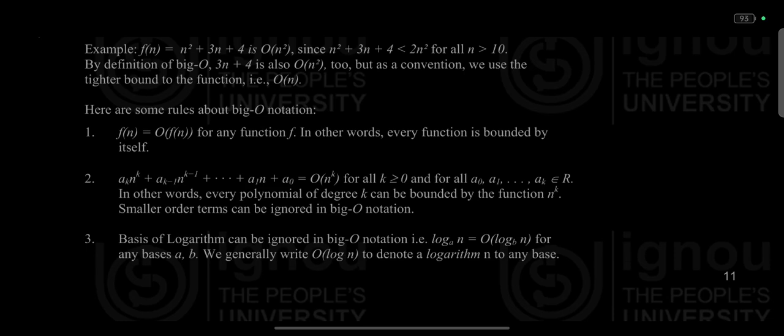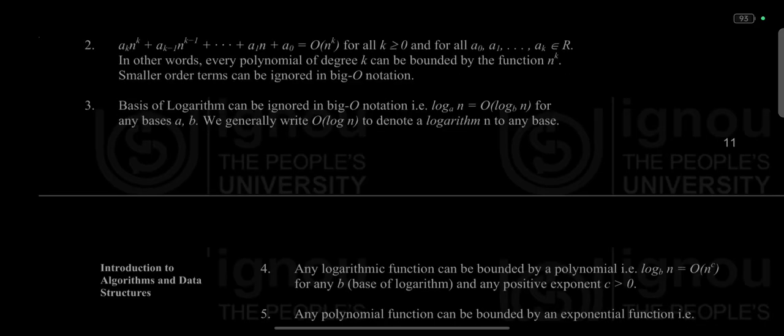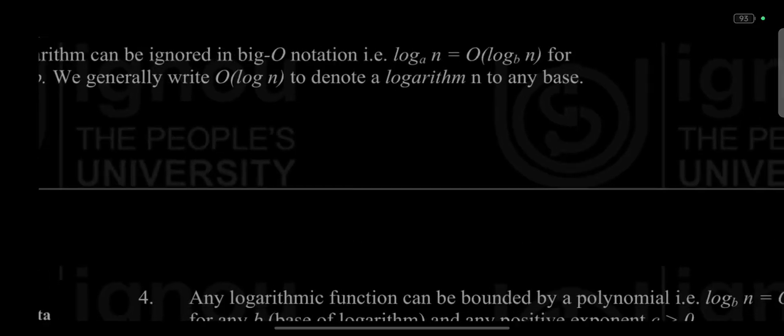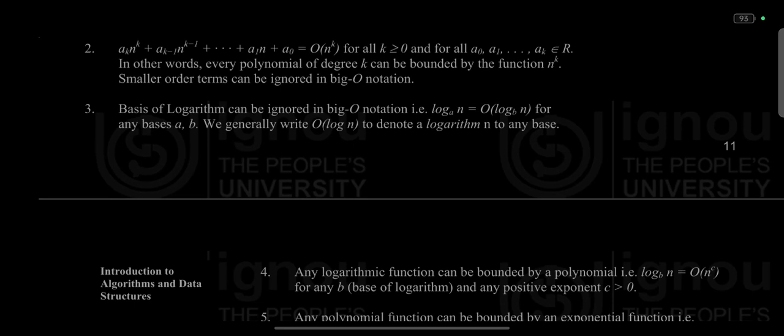Smaller order terms can be ignored in big O notation. 3. Basis of logarithm can be ignored in big O notation, that is log_a n is equal to O log_b n for any bases a, b. We generally write O log n to denote a logarithm of n to any base.